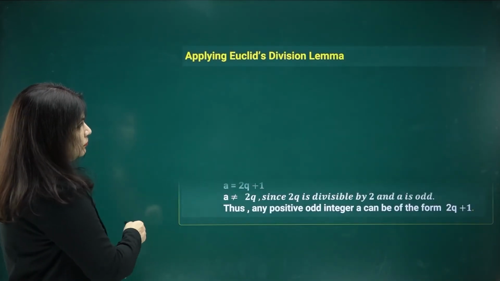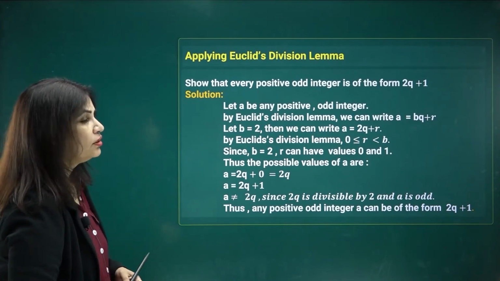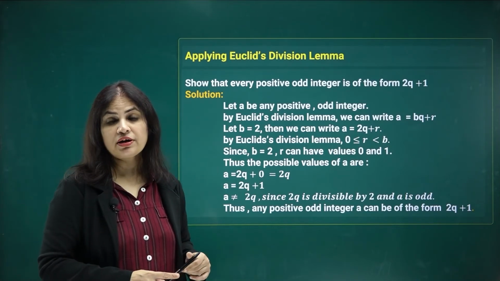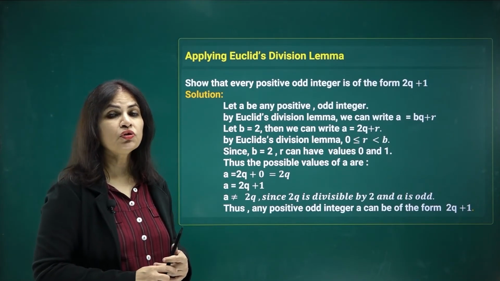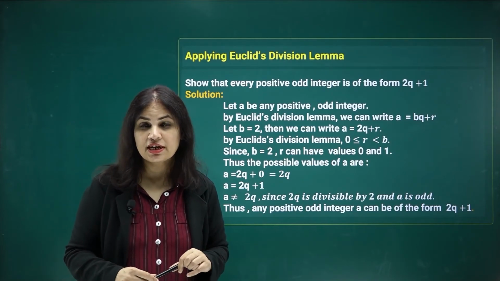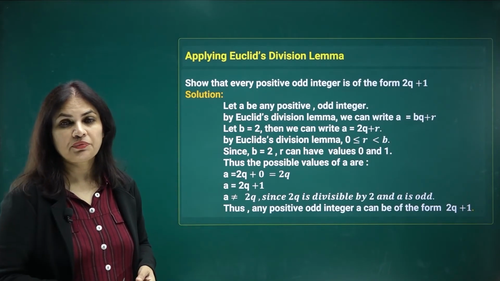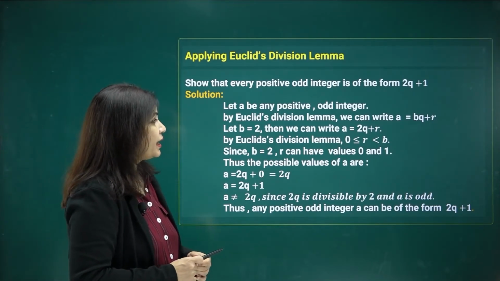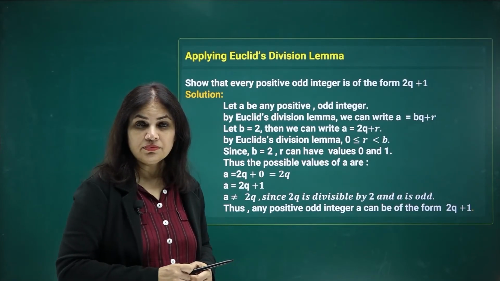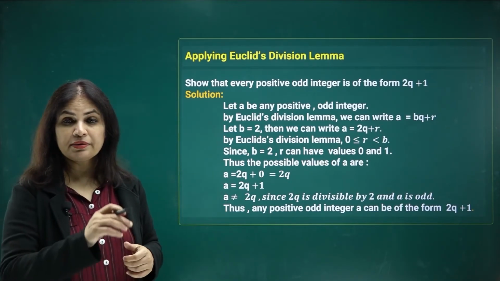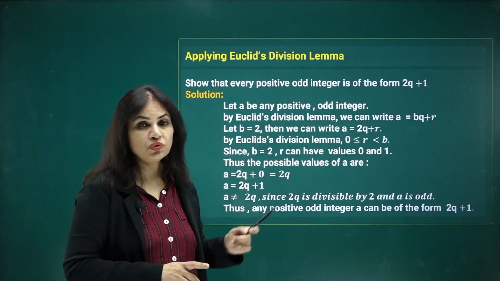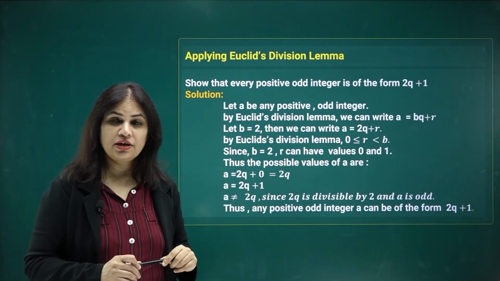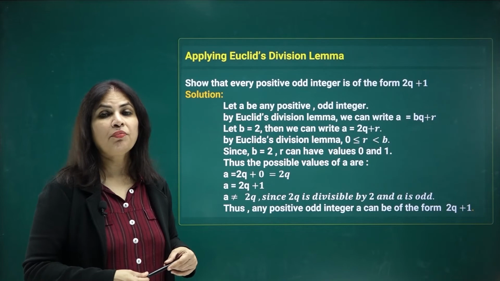Now, moving further, we have another question. Show that every positive odd integer is of the form 2q plus 1. This is a very important and the most common question that we get in our examination in the real numbers chapter. Let A be any positive odd integer. By Euclid's division lemma, I can break up A as B into Q plus R. We have to show that every positive odd integer will take the form 2q plus 1.